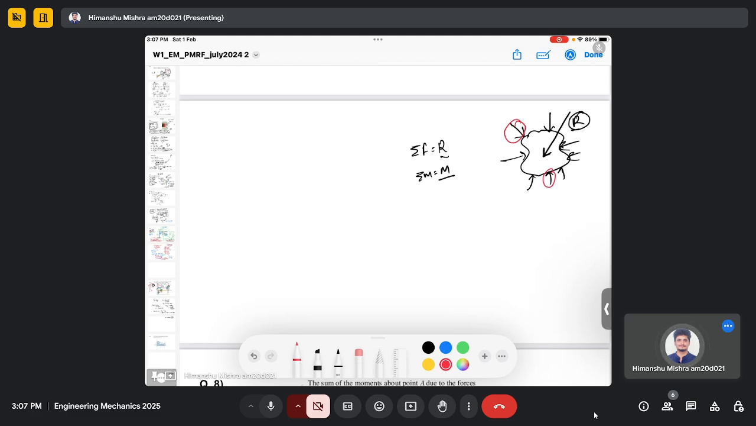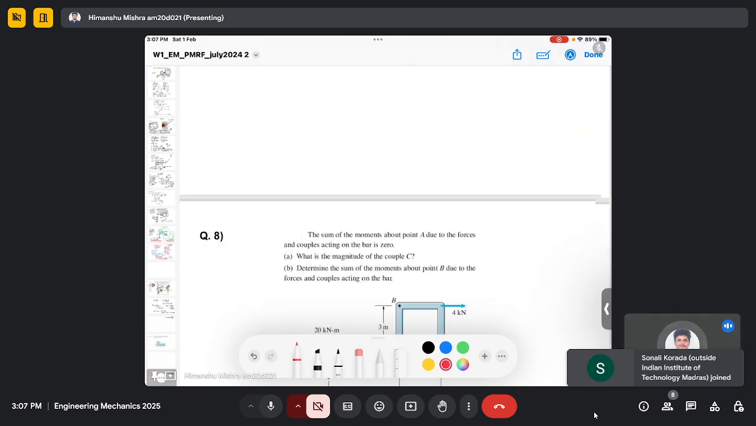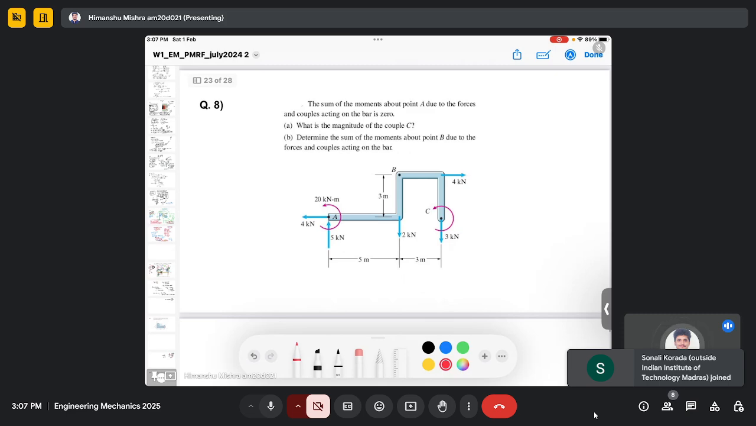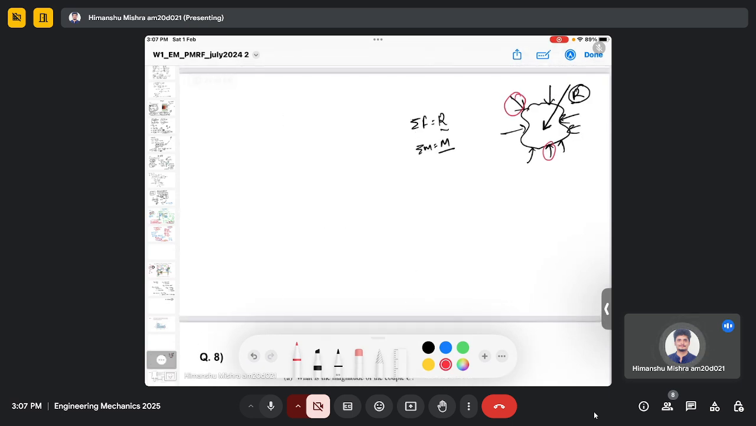So in this tutorial we will look at problems in which equilibrium is involved. So basically we will solve problems which follow the equilibrium conditions. We will see exactly what it means. And before moving to equilibrium, we will solve a couple of problems related to moments, because last class we solved only two problems related to moments.